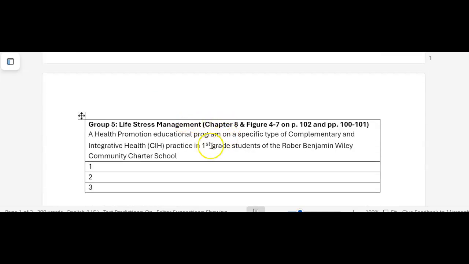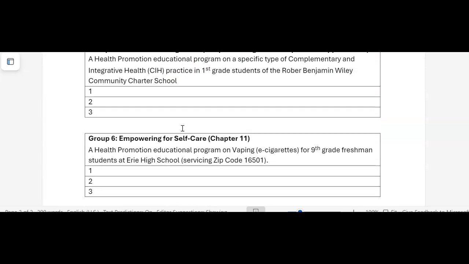And here's another one, but you're going to be working with first grade students at our charter school instead. So you're not actually working with them, but you're going to be developing this program. So if that sounds interesting to you.